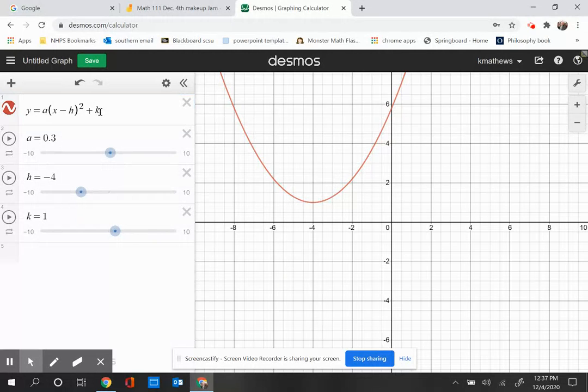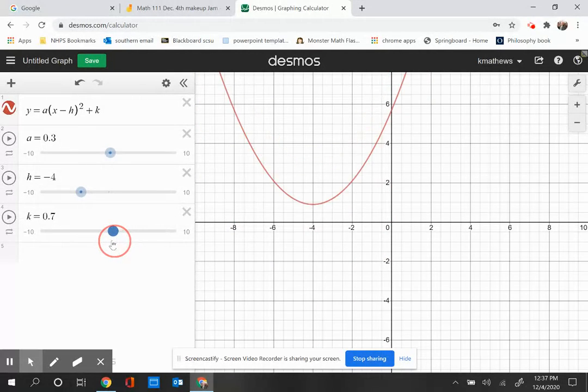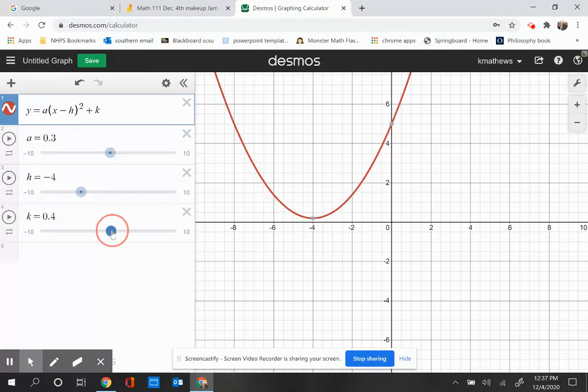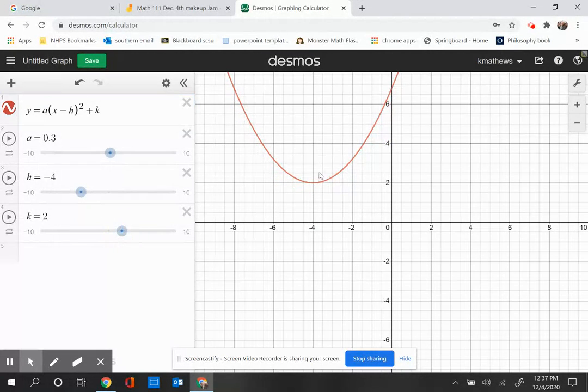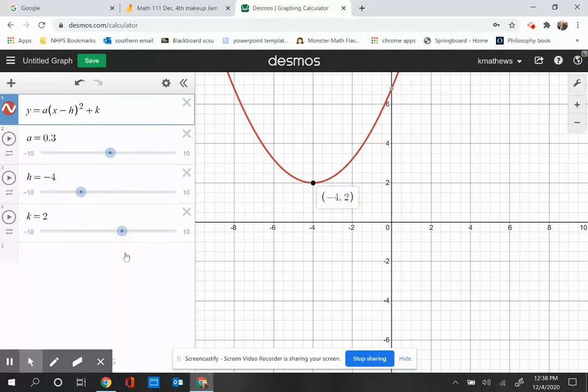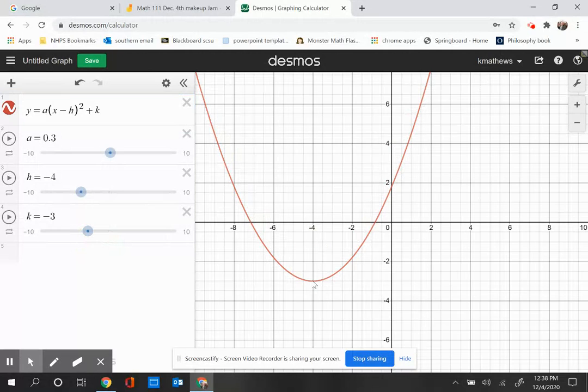So k is, if we had subtracted k from both sides, it would be over there with y. But let's see. As k gets bigger, ooh, the parabola goes up. As k gets smaller, the parabola goes down. When k is equal to 0, the y coordinate is 0. When k is 2, the y coordinate for the vertex of the parabola is 2. When k is negative 3, the y coordinate for the vertex of the parabola is negative 3.